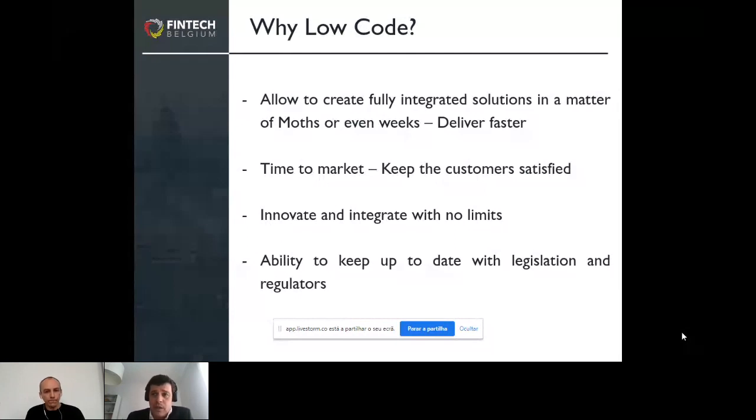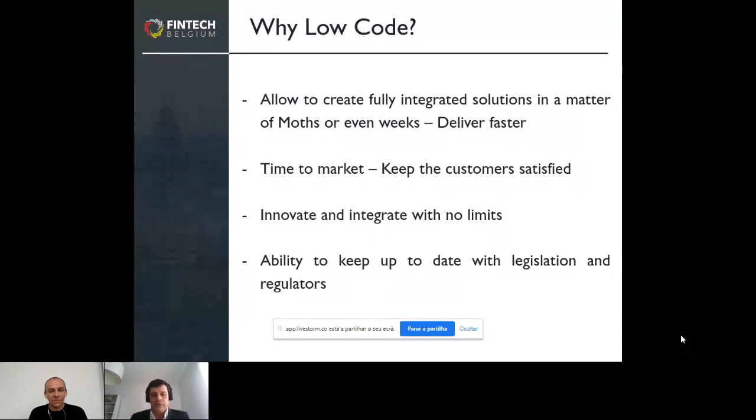Just to finish the why low code. I'm just going on top of Cris' presentation, but just to give you why low code in this particular case. As I told you, it allows to create fully integrated solutions in a matter of months or even weeks sometimes. Deliver really faster. Time to market. That's what we are talking about: all the legislation and all the business, where I need to put a new product or a new business in the market really fast, and this is the ideal solution and the ideal platform to use. In my previous experience, I couldn't keep customers as satisfied as I keep them now. Okay. Wow, that's good to hear.